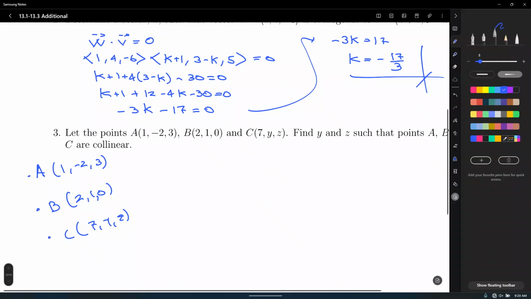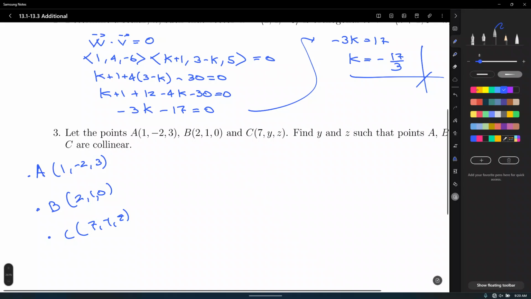That means they are on the same line. But how are we going to determine this? Well, actually we're going to use vectors. So we're going to use the idea that two vectors are the same if their components are equal, in a similar way we did with the first example.